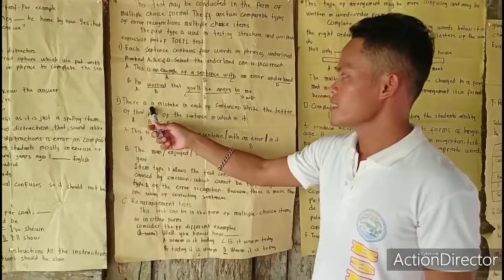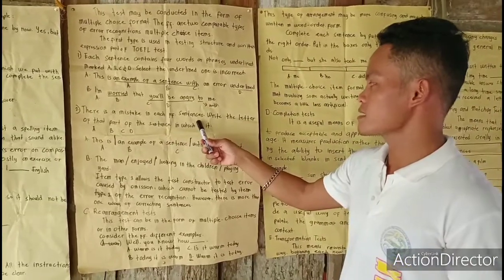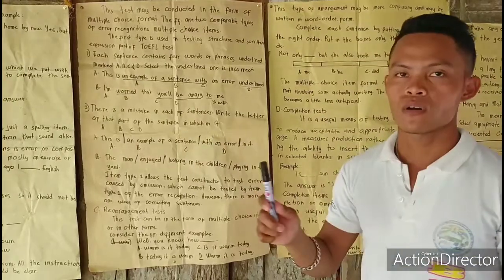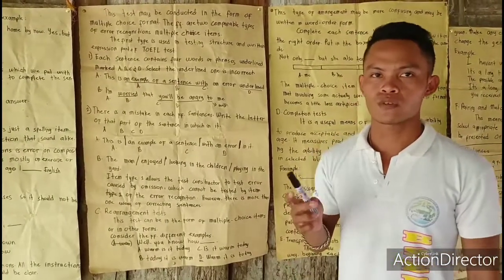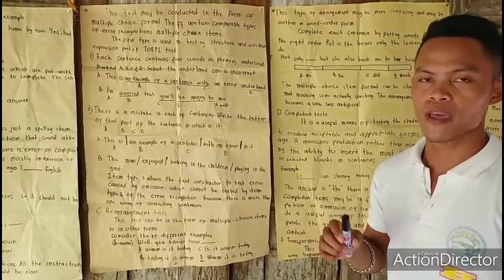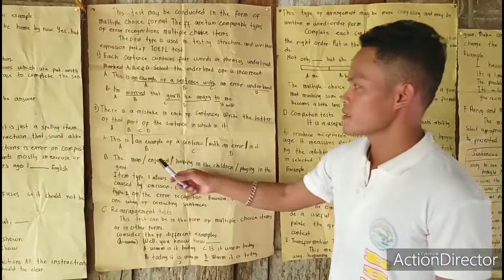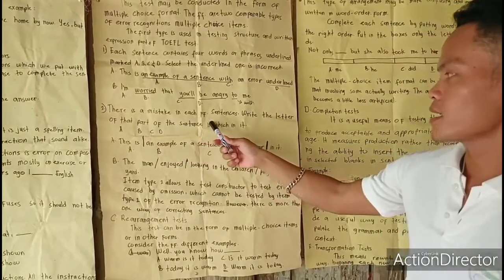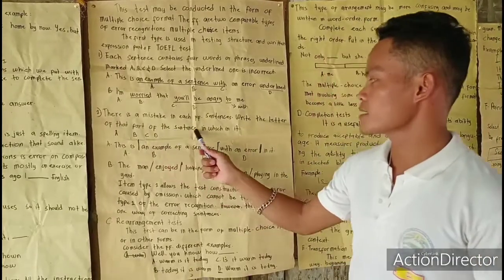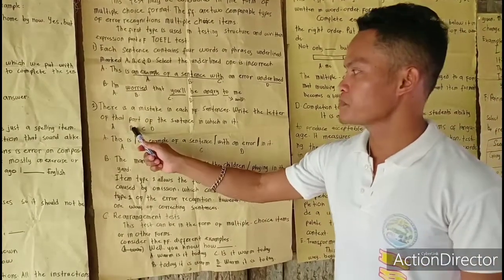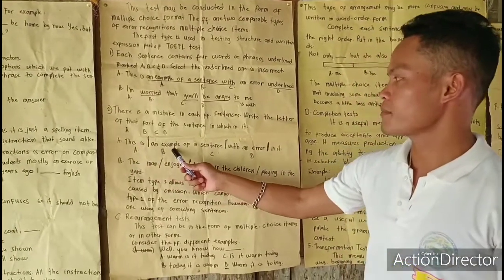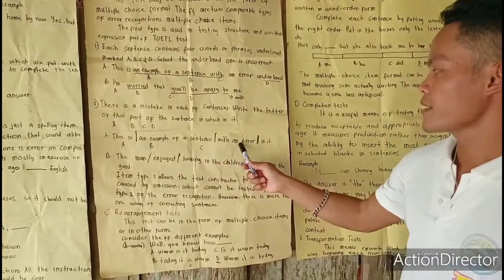Number 2. There is a mistake in the following sentences. So write the letter of that part of the sentence in which the mistake is. So as I said earlier, you have to write A, B, C, and D for the corresponding word that you suspect is an error. Example A. This is an example of a sentence with an error in it.